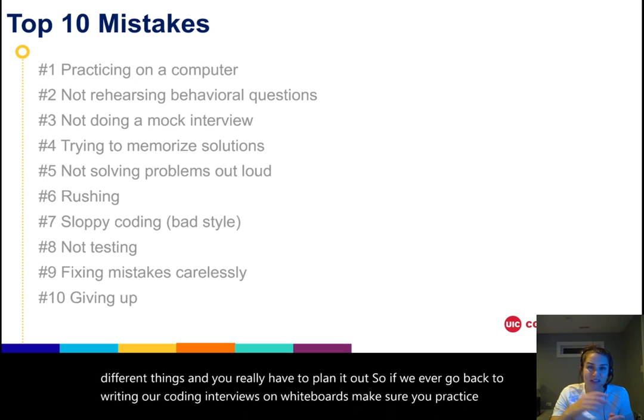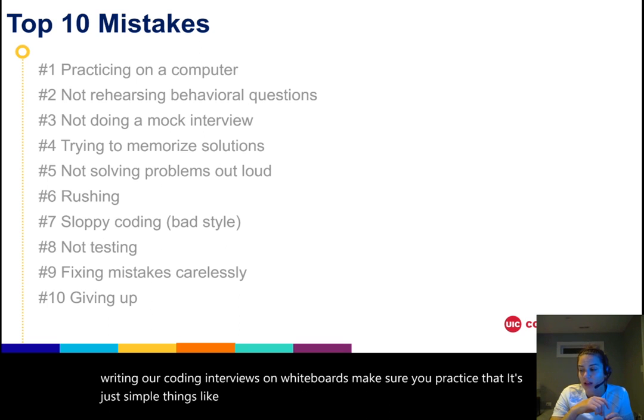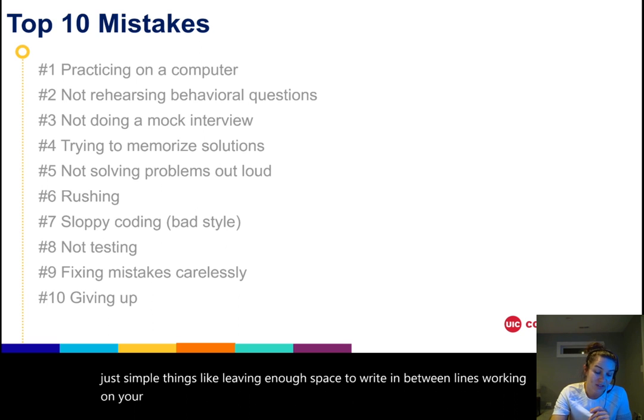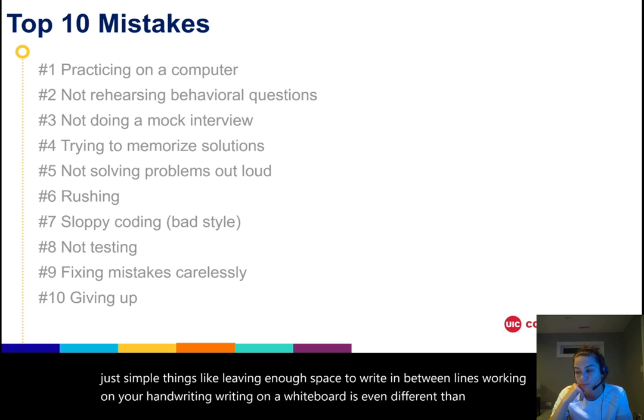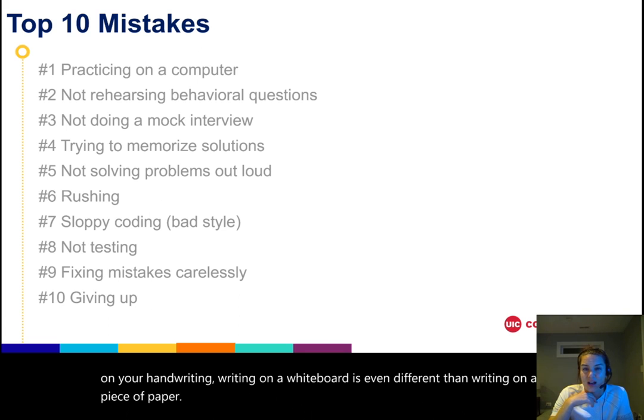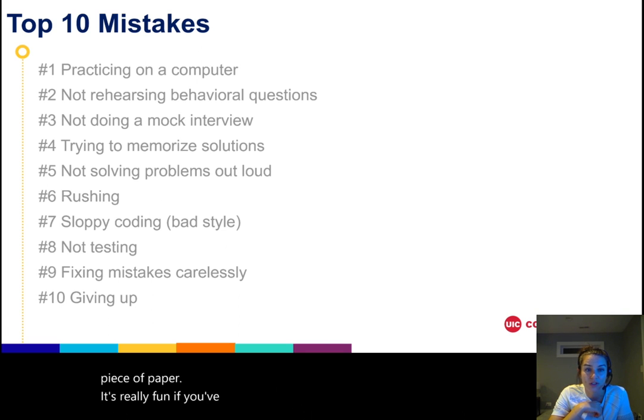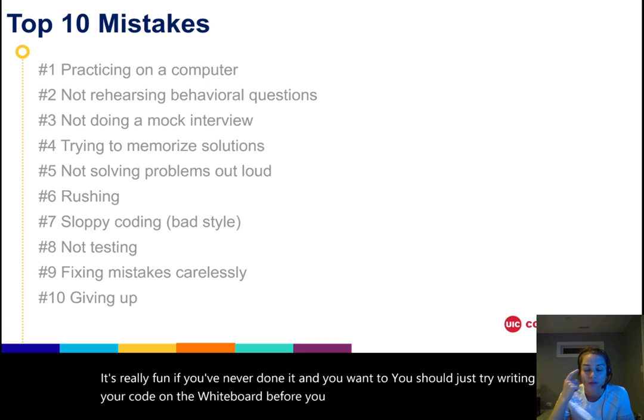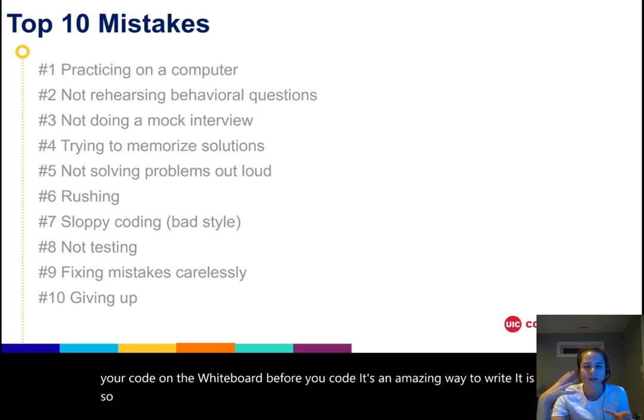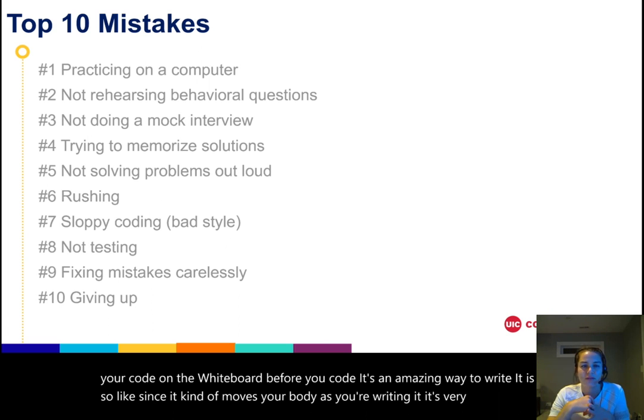It's just simple things like leaving enough space to write in between lines, working on your handwriting. Writing on a whiteboard is even different than writing on a piece of paper. It's really fun. If you've never done it and you want to, you should just try writing your code on a whiteboard before you code. It's an amazing way to write. Since it kind of moves your body as you're writing it, it's very energizing. And I really enjoy it.